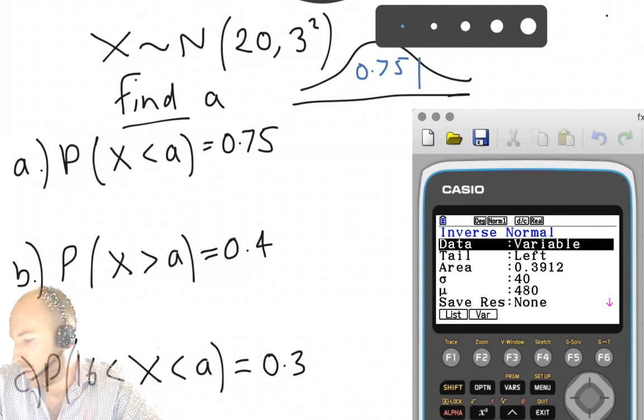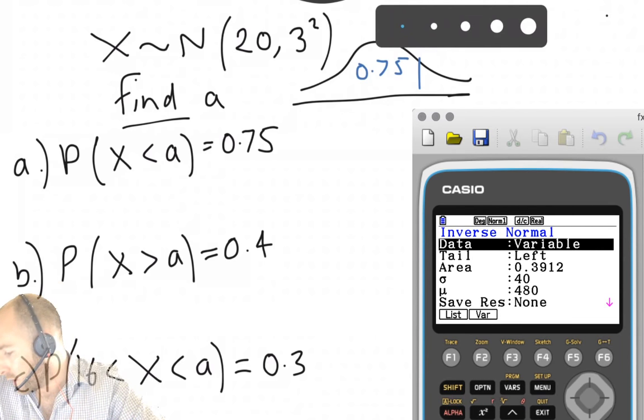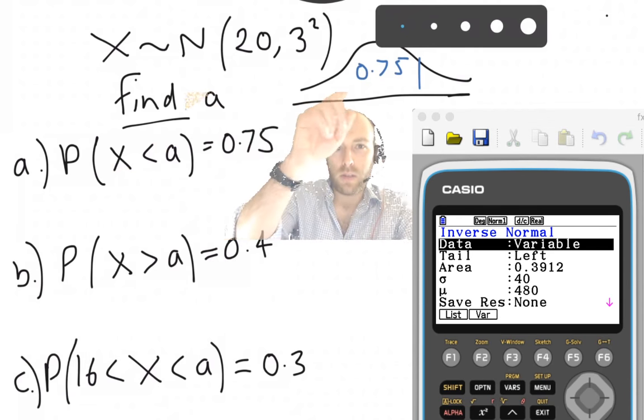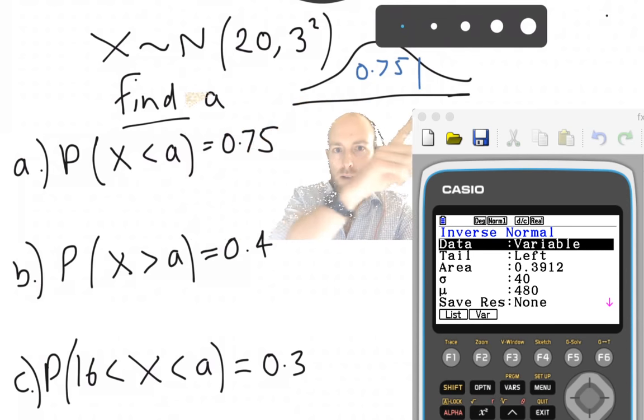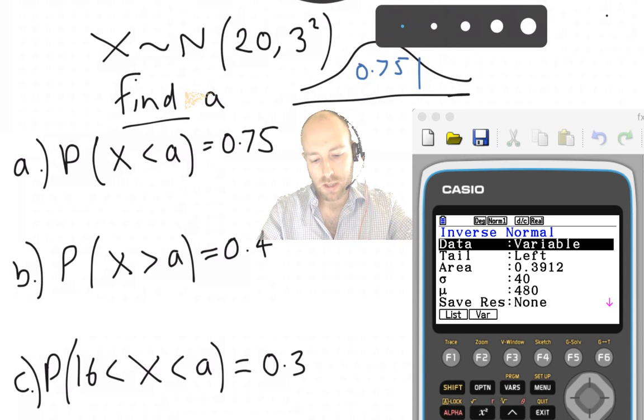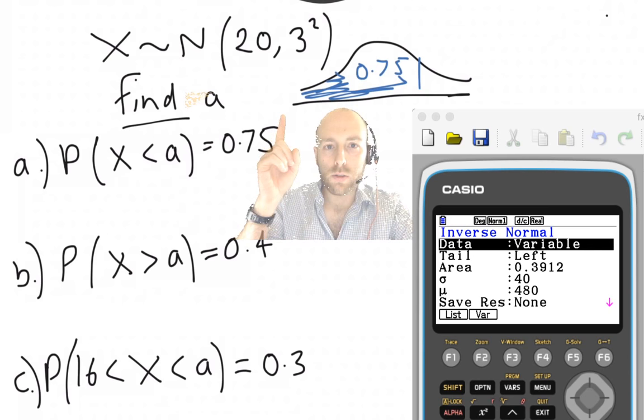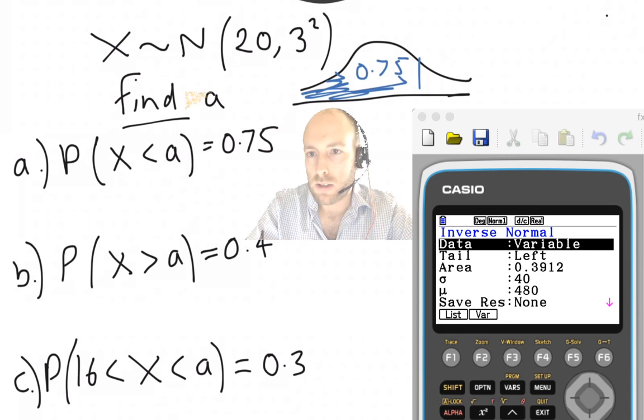And it's going to ask us some weird questions. So first thing it's asking us is where the tail is. So the tail is referring to, on our graph, these bits at the edge. This is one tail, this is the other tail. So our area, if you imagine we had a shaded area, our tail is to the left. So we're going to say left on the calculator.